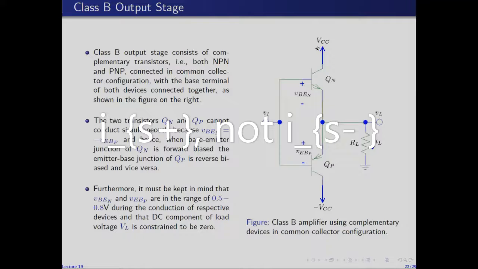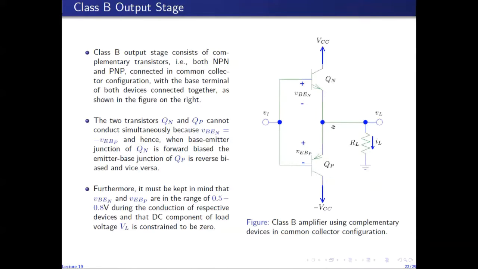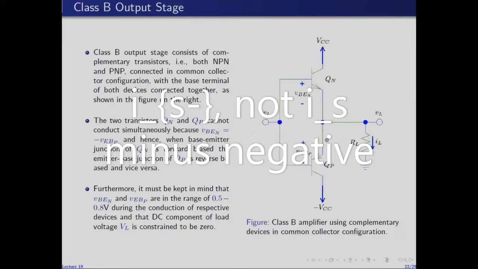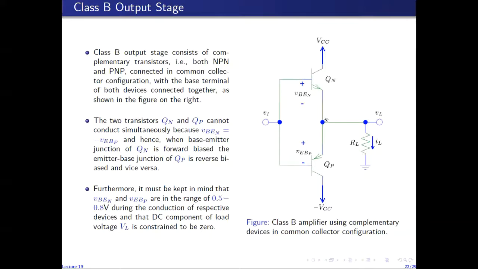So IS negative is the current drawn from VCC as the collector current of Qn. So it flows in this direction. Whereas minus IL, which is the emitter current of QP, which is approximately equal to the collector current of QP, which I have represented as IS minus negative, again flows in this direction. So IS plus flows in the direction from top to bottom, and IS negative flows in the direction from top to bottom. So they are both in the same direction.